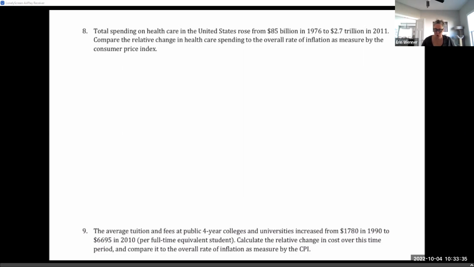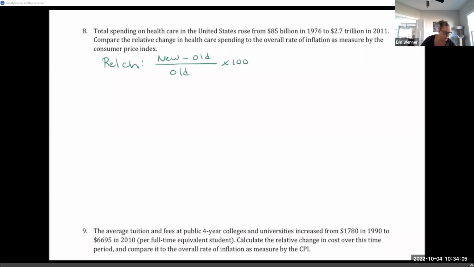1976 to 2.7 trillion in 2011. Compare the relative change in healthcare spending to the overall rate of inflation as measured by the Consumer Price Index. So what we're doing, we want to find the relative change first. And remember, relative change is the new minus the old divided by the old times 100.